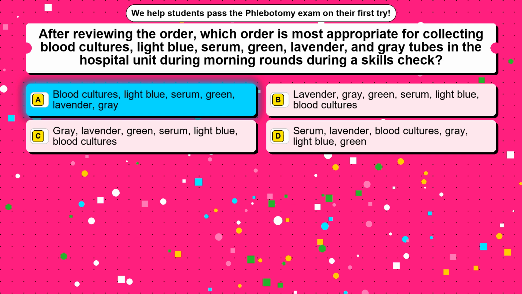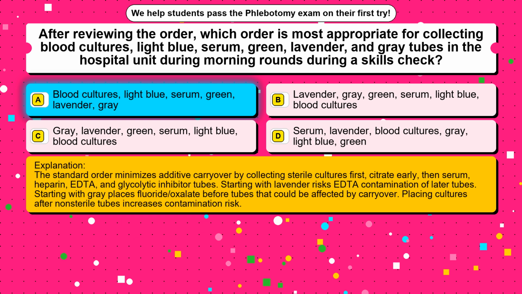The correct answer is option A. Blood cultures, light blue, serum, green, lavender, gray. The standard order minimizes additive carryover by collecting sterile cultures first, citrate early, then serum, heparin, EDTA, and glycolytic inhibitor tubes. Starting with lavender risks EDTA contamination of later tubes. Starting with gray places fluoride/oxalate before tubes that could be affected by carryover. Placing cultures after non-sterile tubes increases contamination risk.